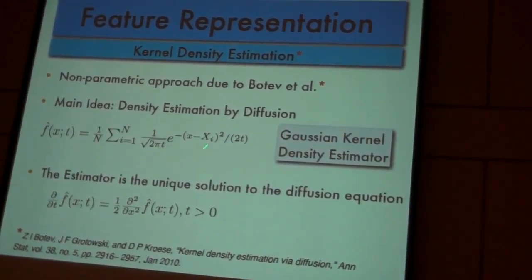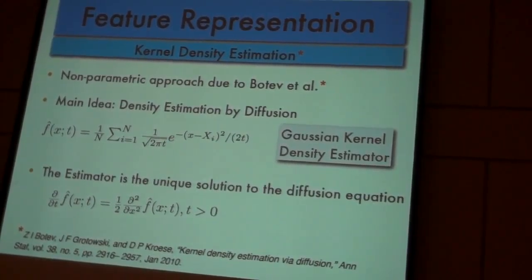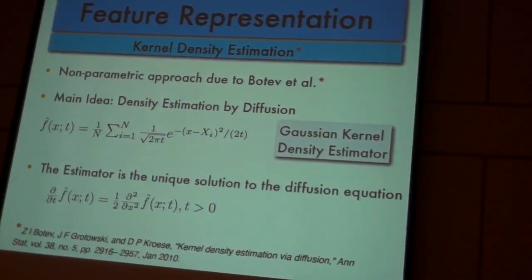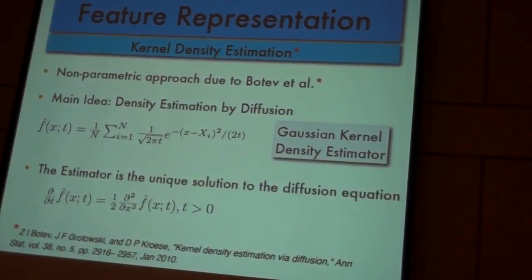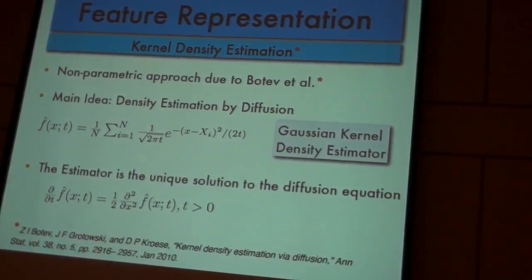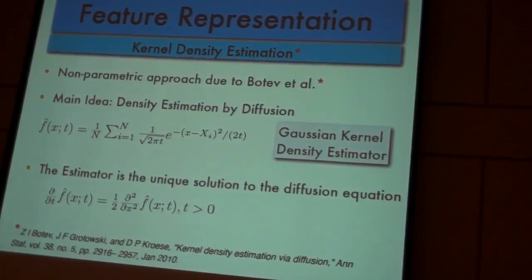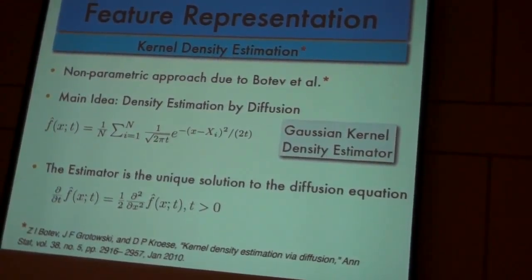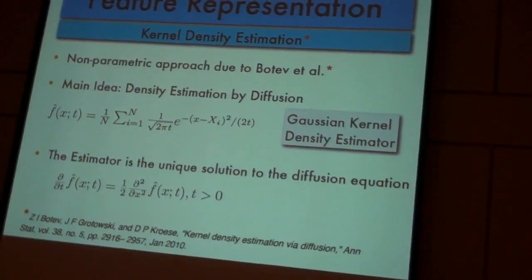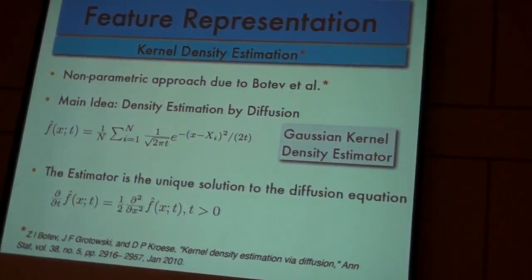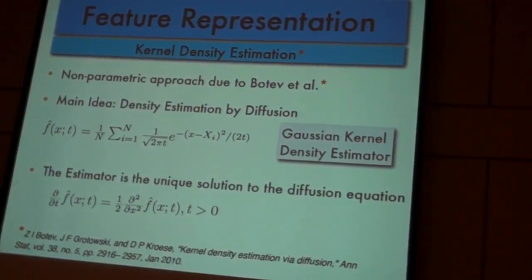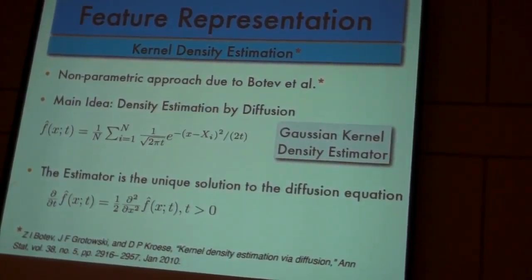And so they use the fact, and they were not the first ones to prove it, that this estimator here is actually the unique solution of the heat equation, which is shown here. And so what they do is they have a diffusion process, and they iteratively solve this PDE to arrive at your density estimate. And this is the density estimate that we will use or construct for each of the cortical parcellations, features of the cortical parcellations.